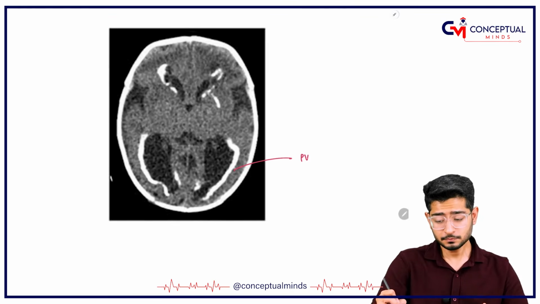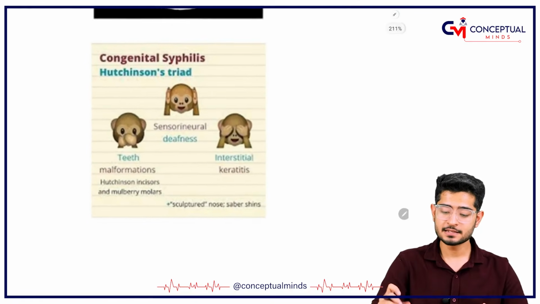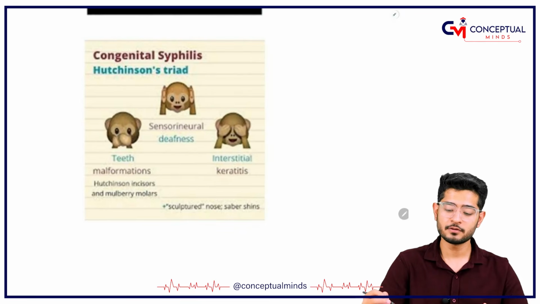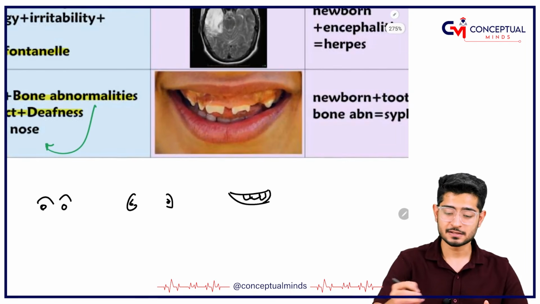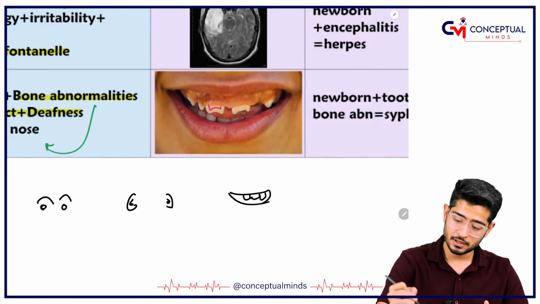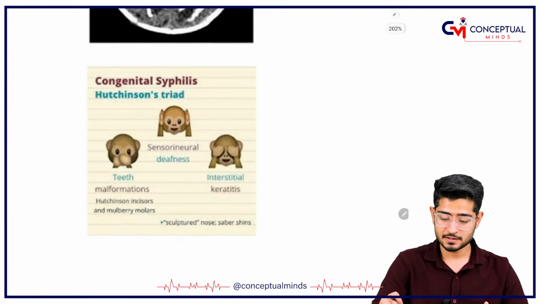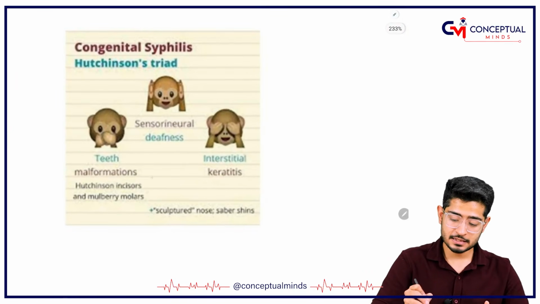This is a periventricular calcification, so the diagnosis is going to be CMV. Next is this one. So can you see the teeth malformations? The incisors, can you see these are the incisors. So incisors are like this. This is called Hutchinson teeth, and they have also got mulberry molars.